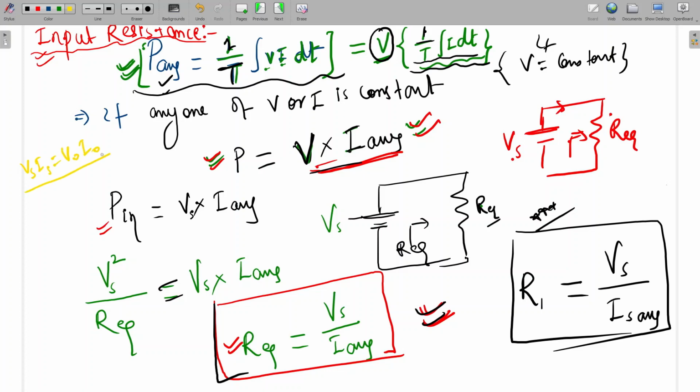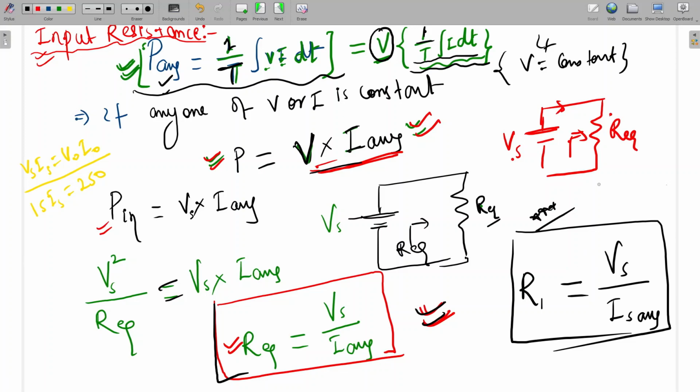Can anyone tell what the Is value will be from here? V naught I naught is how much? 250. And Vs is how much? 15. How much is Is? Sir, 16.6. 16.66. Okay, so from here we can calculate Is. We already know the values, so we can calculate. Another way, directly, since the output power is given.